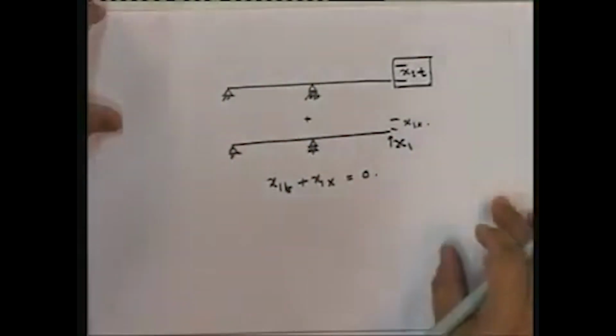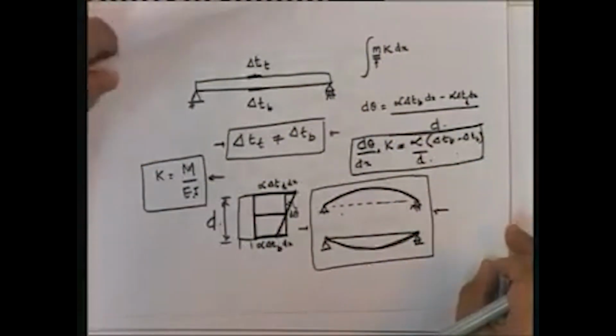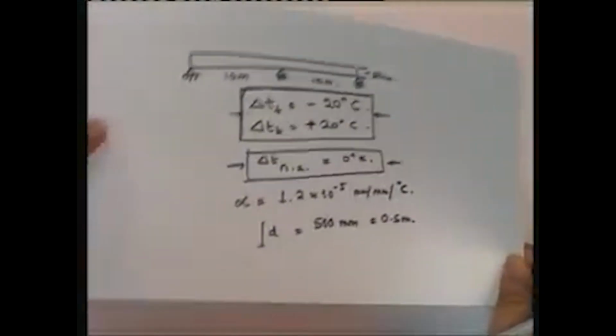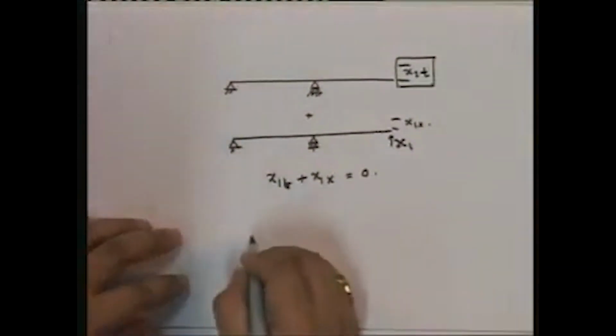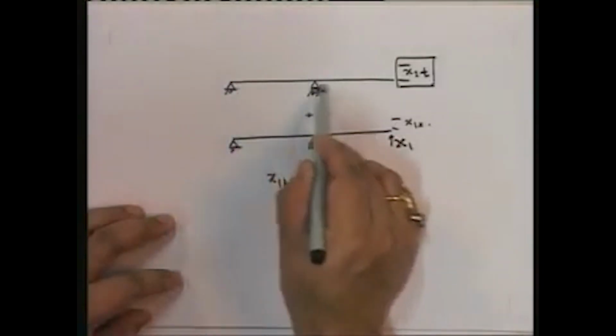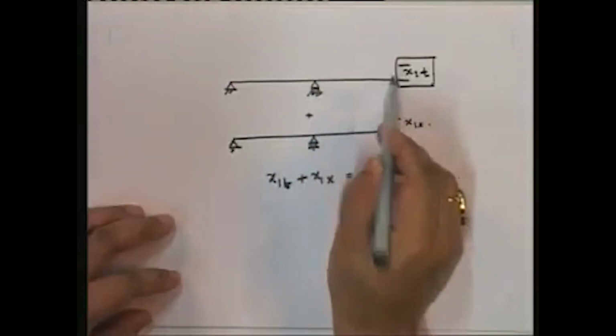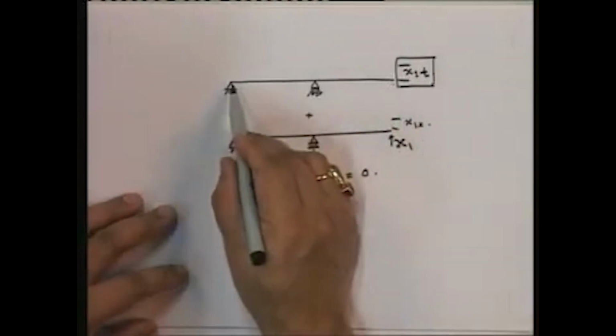Okay. So let us see what happens. Now, I've already done here the effect of the differential temperature. This is the curvature that happens due to differential temperature. Okay. So, note that the differential temperature is the same. In other words, all along the bottom you have plus 20 degrees, all along the top you have minus 20 degrees. Okay. So, what is the curvature?